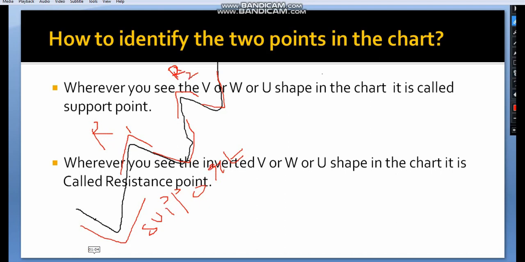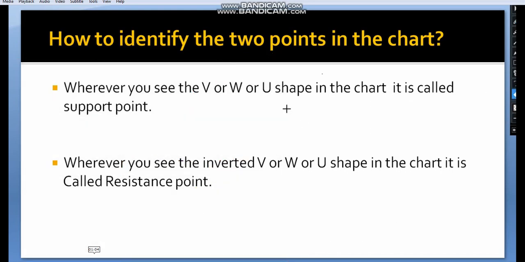Wherever you see the V or W or U shape in the chart, it is called support point. Wherever you see the inverted V or W or U shape in the chart, it is called resistance point. Next, let us move to chart.